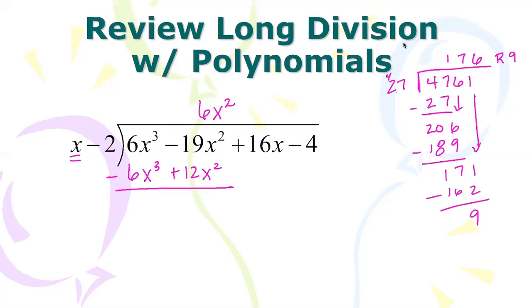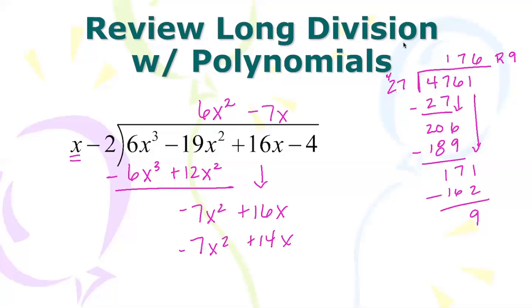The 6x cubes will cancel. Combine your like terms here. And we get negative 7x squared, and bring down my 16x. What do you have to multiply x by to make it a negative 7x squared? Well, that's going to give me a negative 7x. Again, we take that negative 7x times our x minus 2, which is going to give me negative 7x squared, and then a plus 14x.